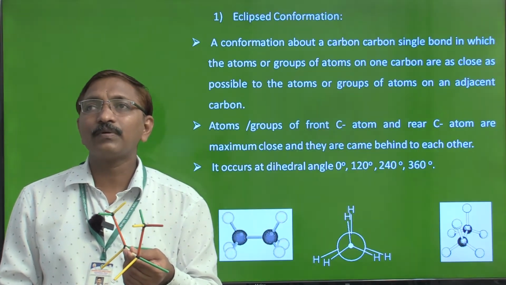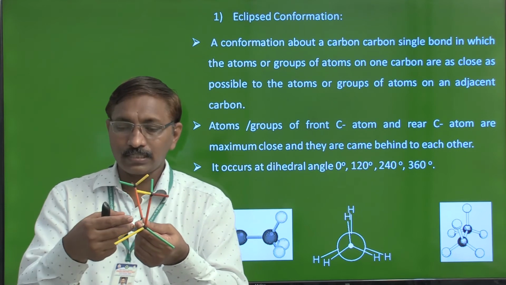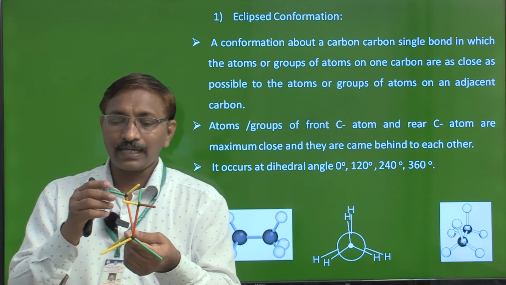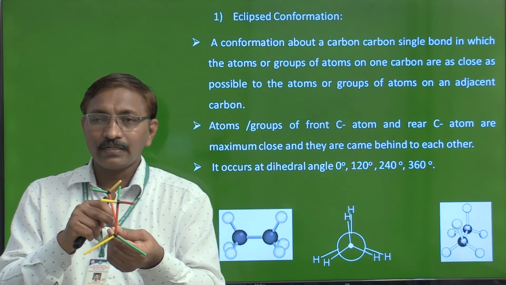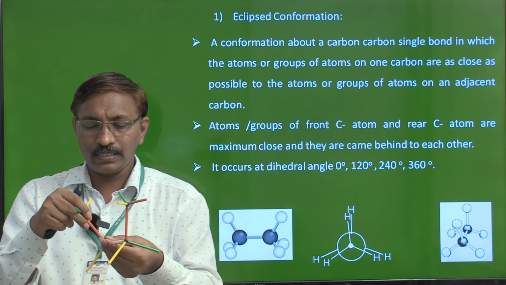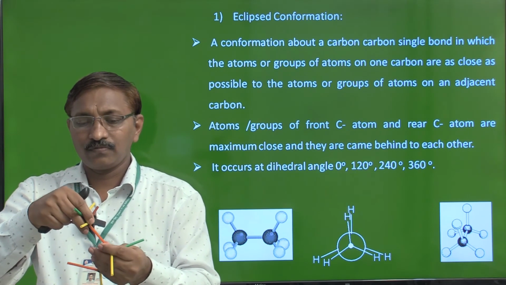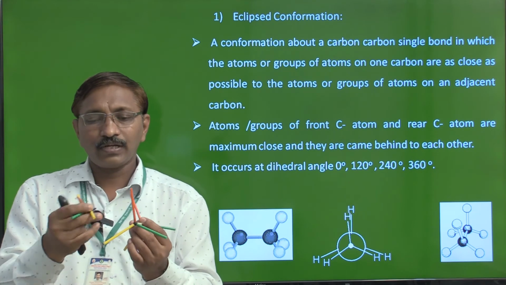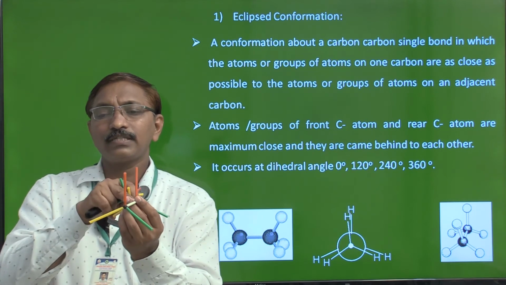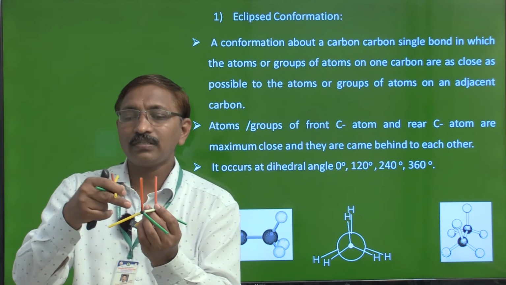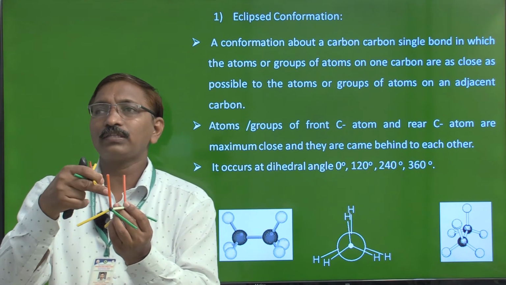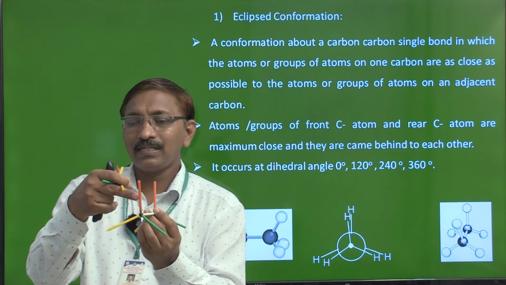Now, what is the eclipsed conformation? It is the conformation about the carbon-carbon single bond in which the atoms or groups attached to the front carbon atom and the rear carbon atom are maximally close to each other. In the ethane molecule, in the Newman projection formula from your point of view, this is the front carbon atom, this is the rear carbon atom. In the eclipsed conformation, the front carbon atom groups and rear carbon atom groups are maximally close and come exactly behind one another.